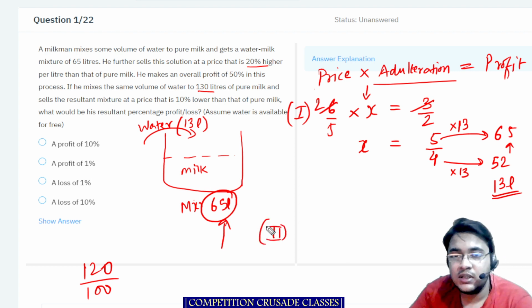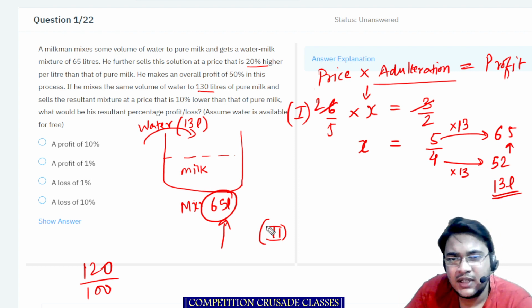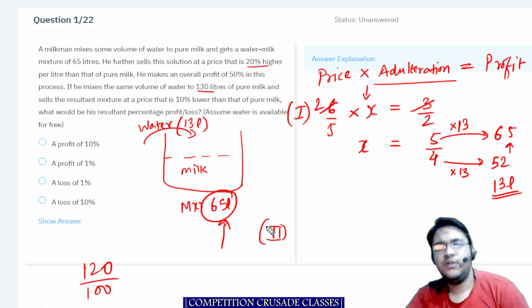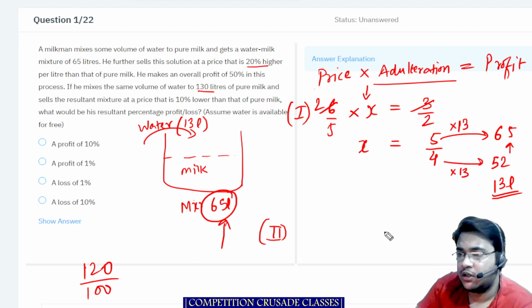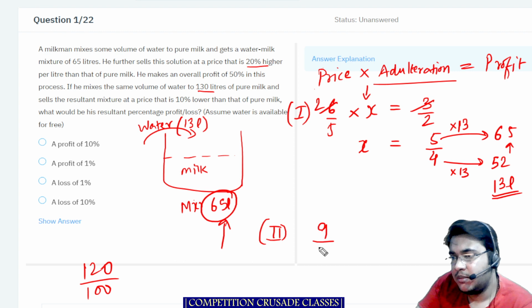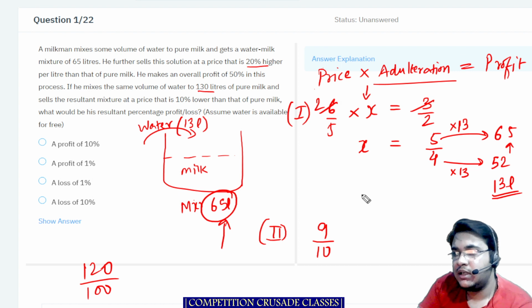This time around, the price is reduced by 10%. A reduction of 10% basically means a multiplying factor of 0.9, or 9 by 10, you can also say. Okay, 9 by 10 you can also write as 0.9, the same thing. What about the adulteration? Adulteration is still adding.